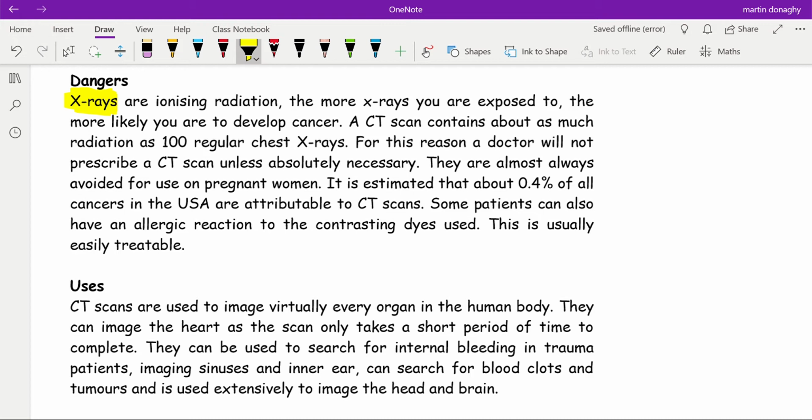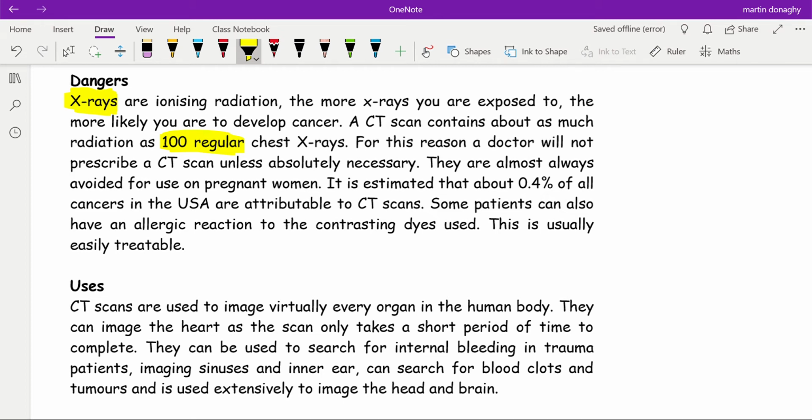However, a CT scan by itself will give you about 100 X-rays to make up that image. It's a large amount. They will not prescribe you a CT scan unless it's absolutely necessary. MRI scans only use radio waves, which we think are completely safe. Therefore, they will prescribe that if they can rather than a CT scan.